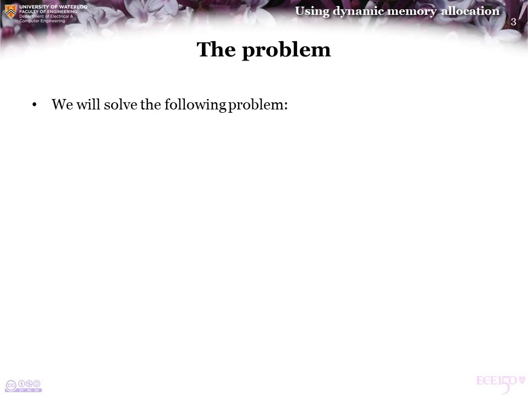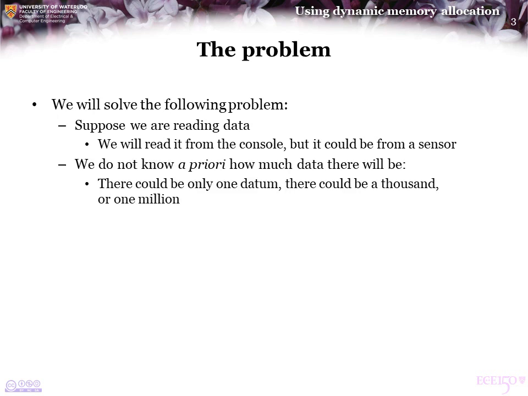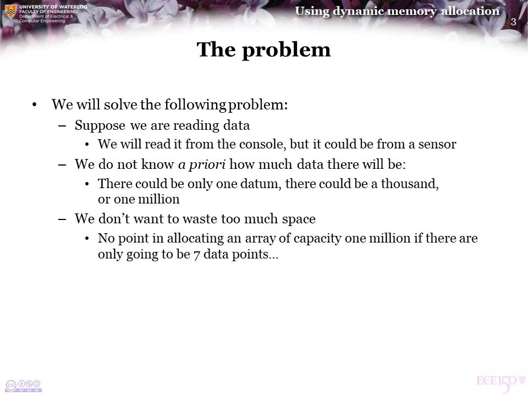We will solve the following problem. Suppose that we are reading data. We're actually going to read it from the console, but you could be reading such data from a sensor. We will not know a priori, that is, at compile time, how much data there will be. There could only be one datum. On the other hand, there could be 1,000 or 1,000,000. We are going to have an appropriate amount of memory to store this data. The problem is we don't want to waste too much space. There's no point in wasting an array of capacity 1,000,000 if there's only going to be 7 data points.